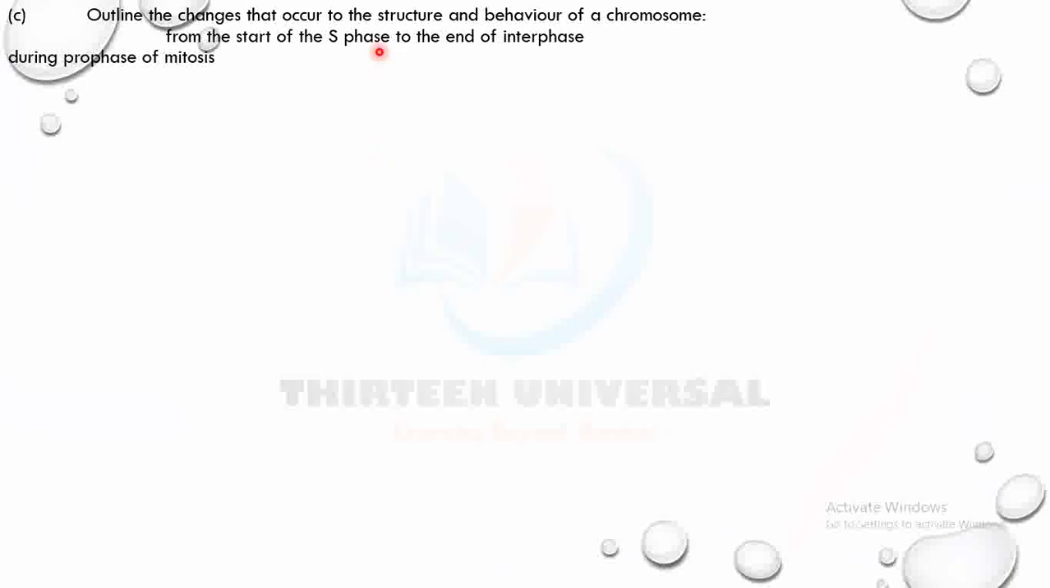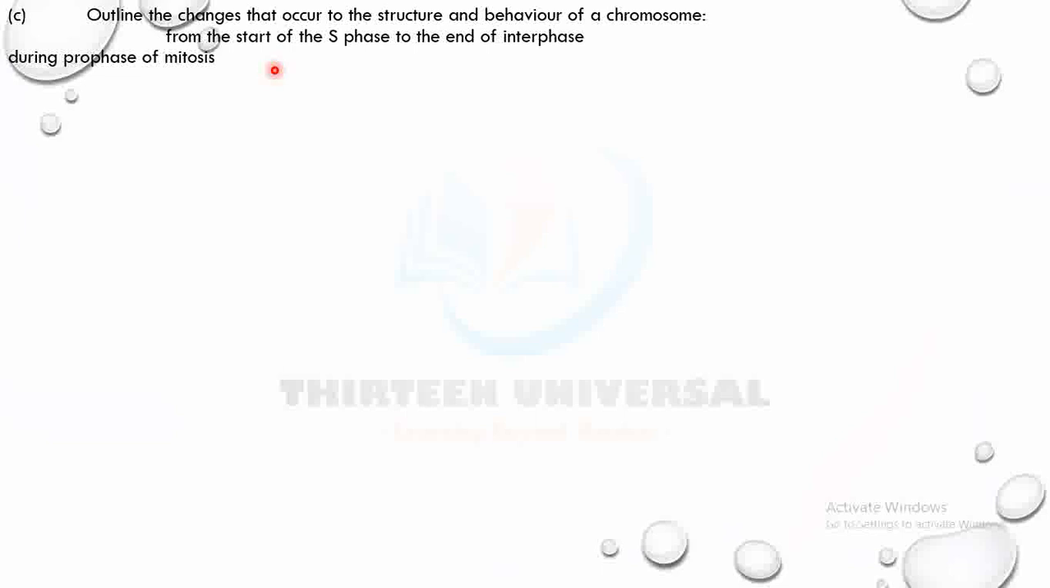Outline the changes that occur to the structure and behavior of a chromosome from the start of S phase to the end of interphase. So at the start of S phase, pause the video. In S phase, the DNA undergoes semi-conservative replication. Then of course there's the checkpoint and all of that. But in prophase, looking at mitosis, chromosomes condense. In metaphase, they are aligned at the equator. In anaphase, they separate.